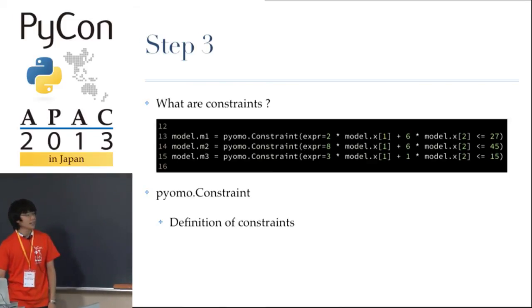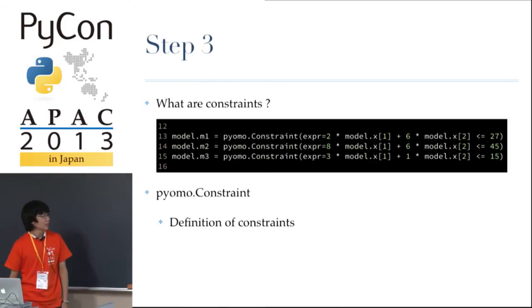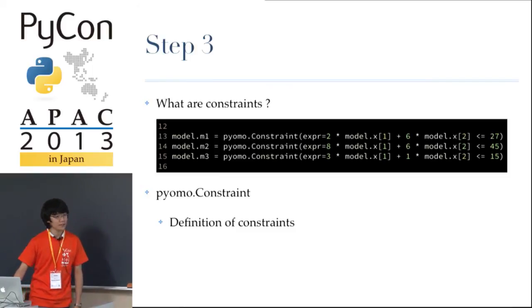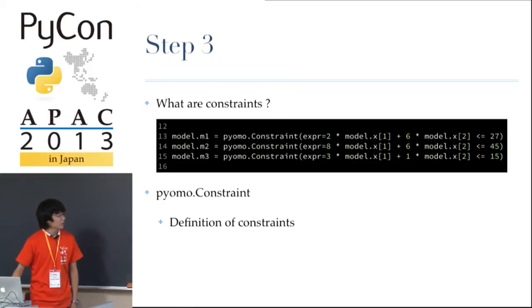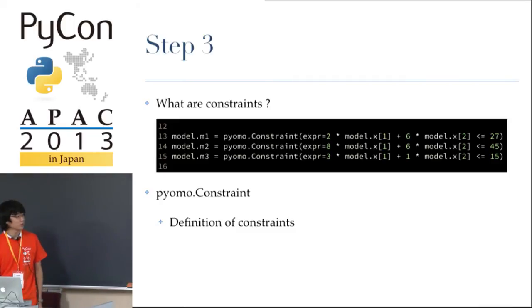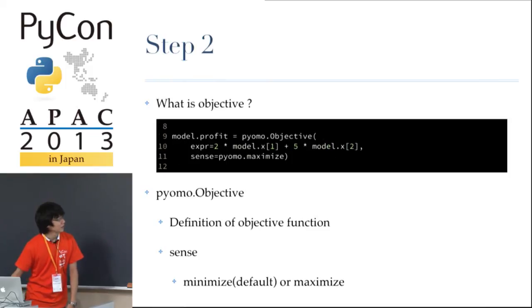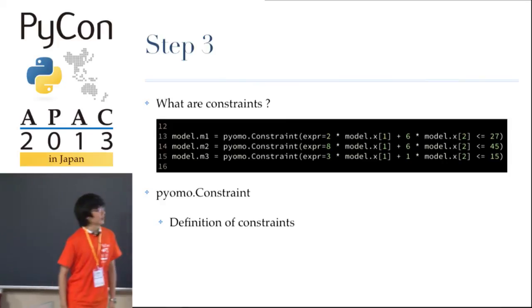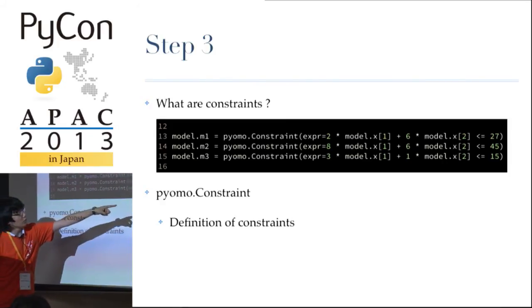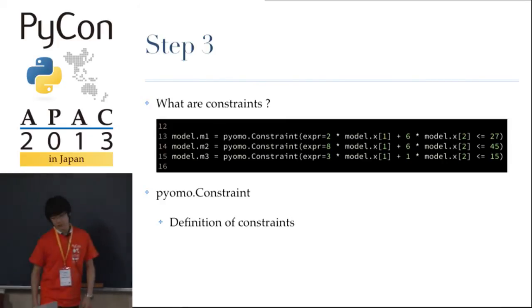Finally, we define constraints. Now, there are three constraints, since we have three materials. We can use Pyomo Constraint. It is the definition of constraints. Basic usage is the same as for the objective, but this is a conditional operation.